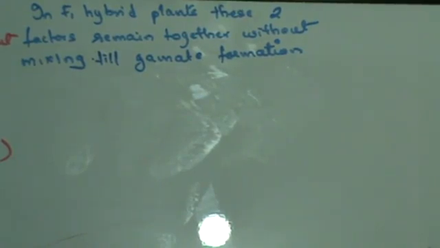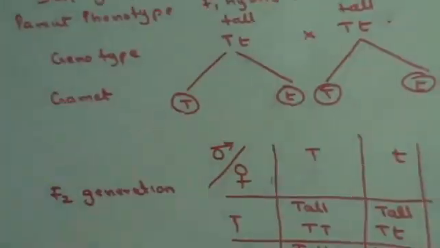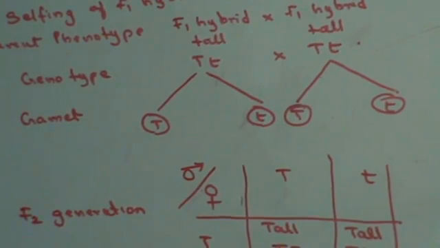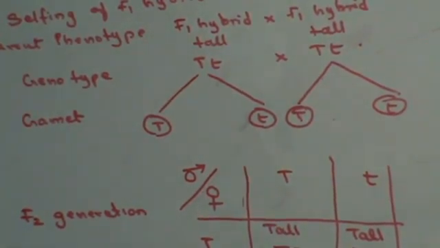Now, when the F1 hybrid produces gametes, the two factors segregate from each other into different gametes, which I have shown you here. Guys, can you see this? As a result, each gamete contains T or t. Thus, every gamete is always pure for a particular character. Right? And that was the reason that we call this law the law of segregation, the law of purity of gametes. Fine, do we get this?